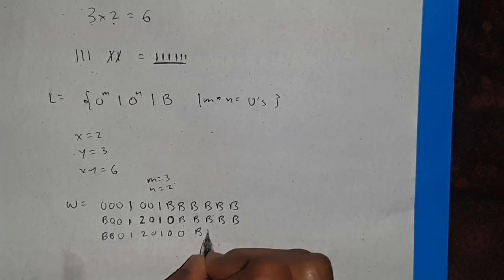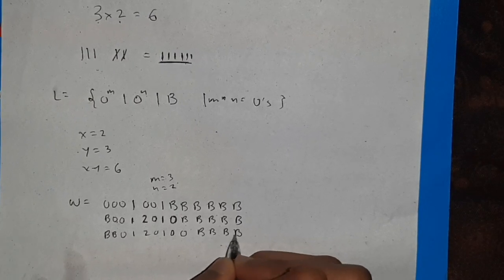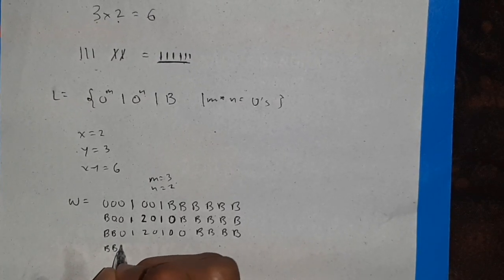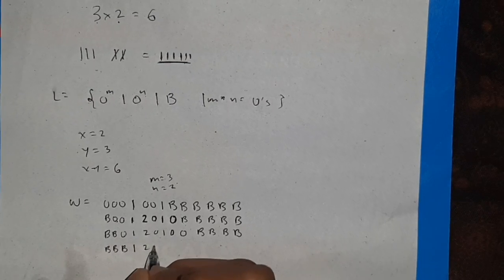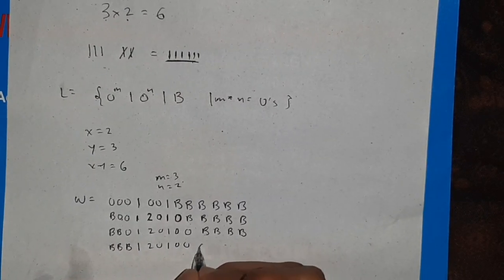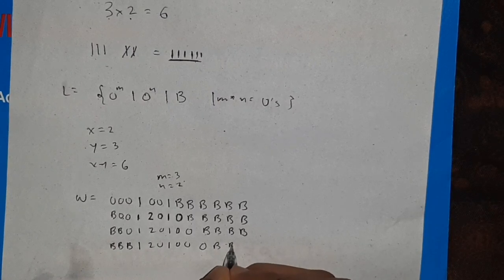Then we have BB, BB. Then again we come back here and make the third 0 a blank space, and then 1, 2, 0, 1, 0, 0. This blank space will become 0. Then B, B, B.